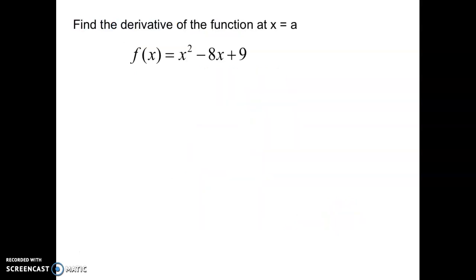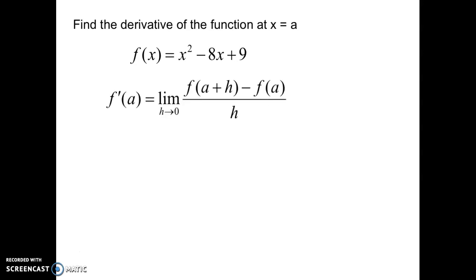Let's try another general derivative where we don't use an actual number, but we actually put a letter in here. So we're going to use a in here for x. We're still going to use the same formula that we've always done for the derivative at a point. We're going to say, what is the derivative at a? I'm going to put in f of a plus h minus f of a over h.